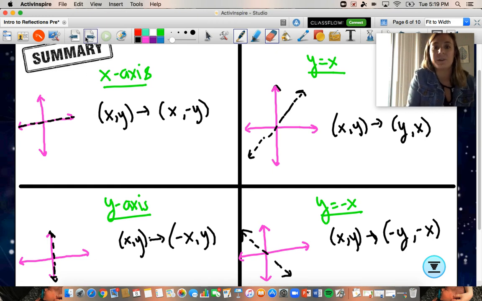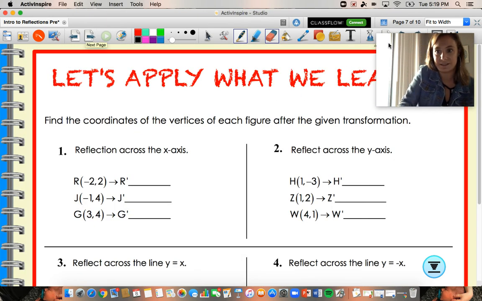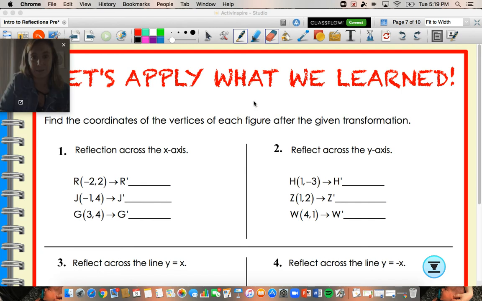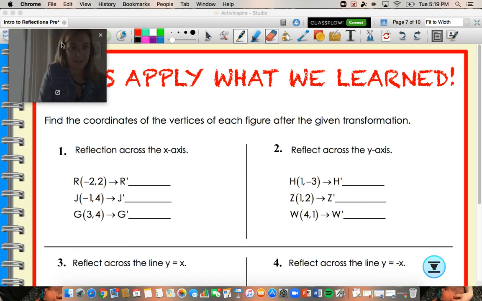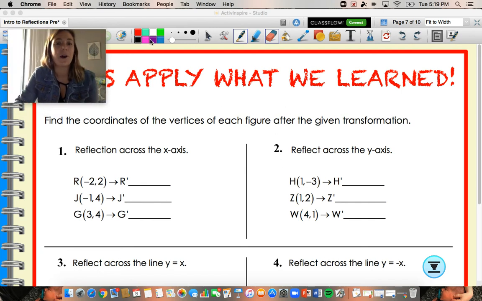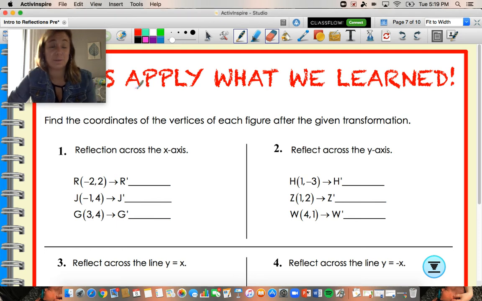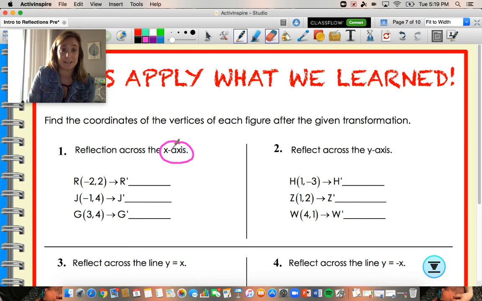So that's what we're going to do right now, some application of this. I'm going to move myself over here, but let's apply what we learned. We got this, guys. I'm going to start off with these few, and this would be a great place that if you're ready to pause and try it on your own, go for it, and then come back and watch. Find the coordinates of the vertices of each figure after the given transformation. So, reflection across the x-axis. At the beginning, if you need to use your notes, go for it, but challenge yourself and see if you can do it without your notes. Eventually we want it to be second nature.